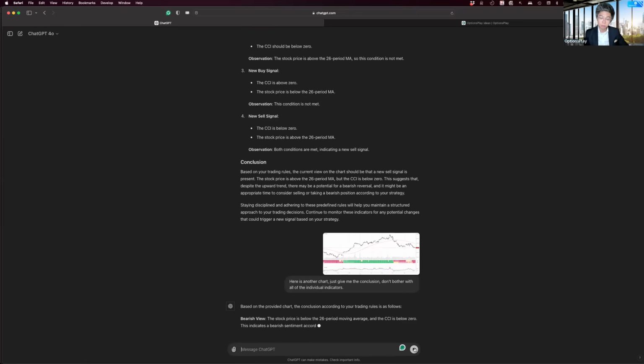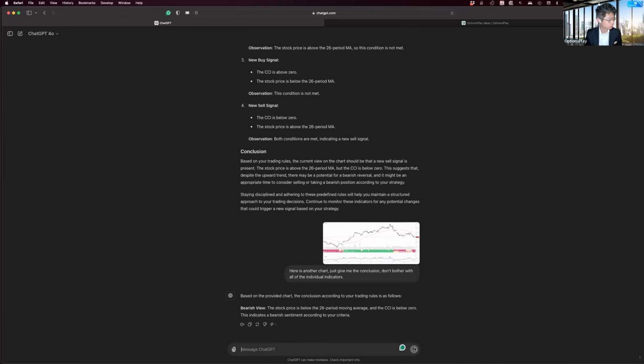And going forward, now I can use this same chat. I'll save this chat. Every single time I have a new chart, it basically will be able to say, okay, based on the previous chart, it's a bearish sentiment according to your criteria. So it's telling me Home Depot is bearish. It doesn't have a fresh sell signal or buy signal right now. And that's my work done, right?